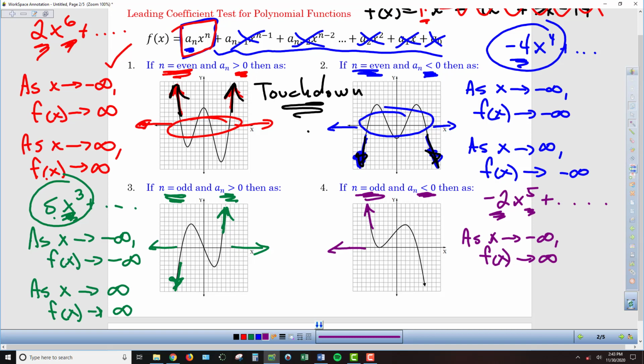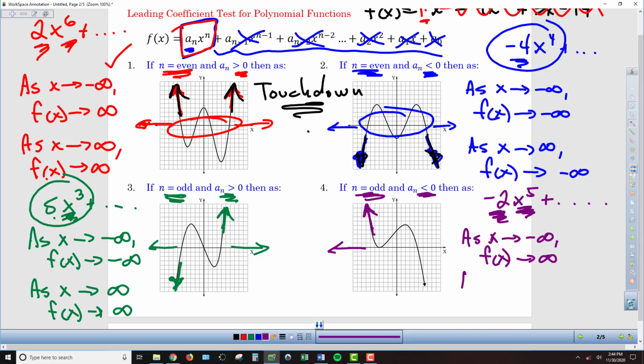Now, why is that? Well, if I plug in a negative number for x, and I raise it to an odd exponent, I'm going to stay negative. Negative to the 5th power is going to still be a negative, but then I'm going to multiply it by this negative coefficient. Well, a negative times a negative equals a positive, so that's why eventually the graph is going to end up going up on the left-hand side.